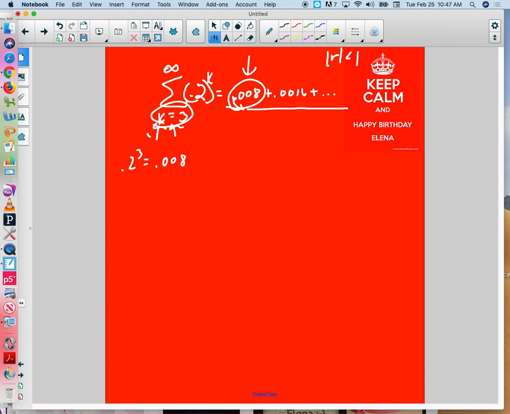But if I actually want to add up this series, I need the first term in that series. So I need 0.008 over 1 minus my ratio, which is 0.2, and that would find the sum of that series, the infinite sum. Okay? I think that, and this is the infinite sum.